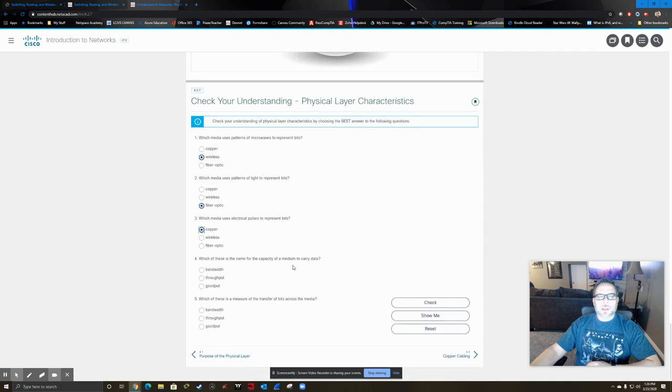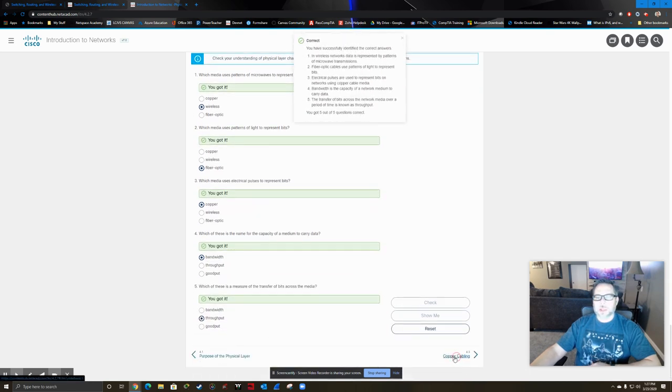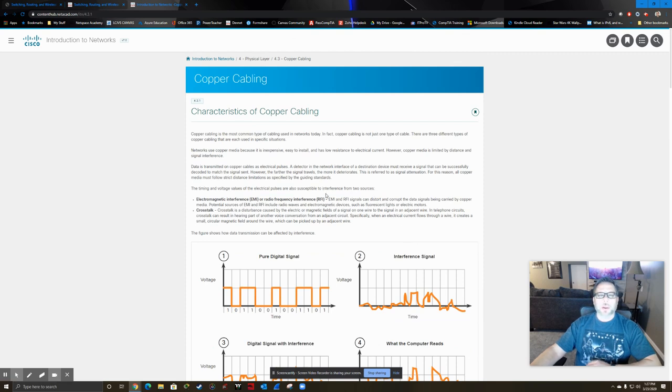Which of these is the name for the capacity of a medium? Capacity is theoretical. We're looking at bandwidth. Which of these is a measure of the transfer of bits? Well, the measure of bits, it's not specifying raw data bits, so we're going to go with throughput. Give that a quick check. Yay, we got another 100%. Let's move on to copper cabling.